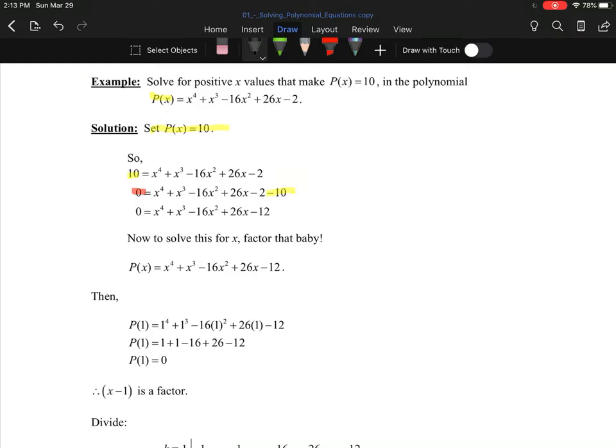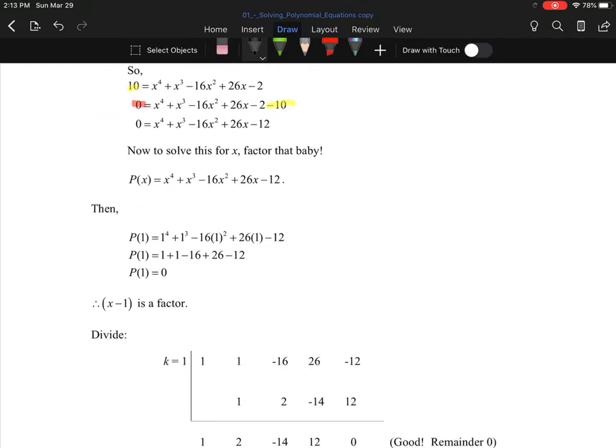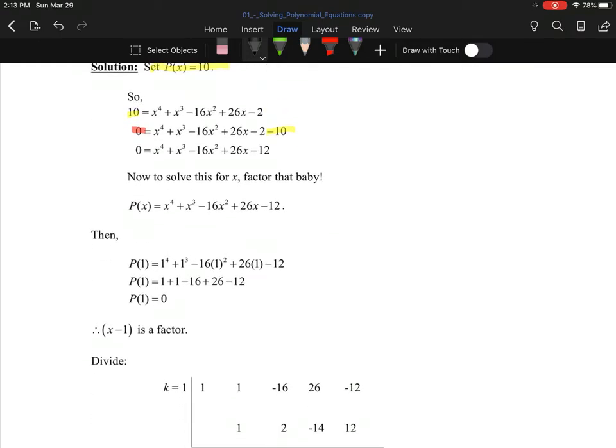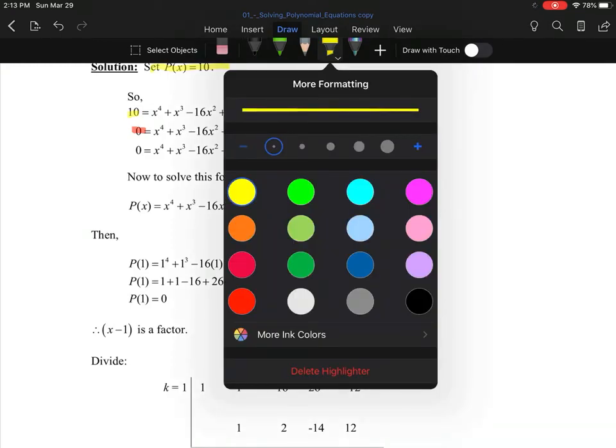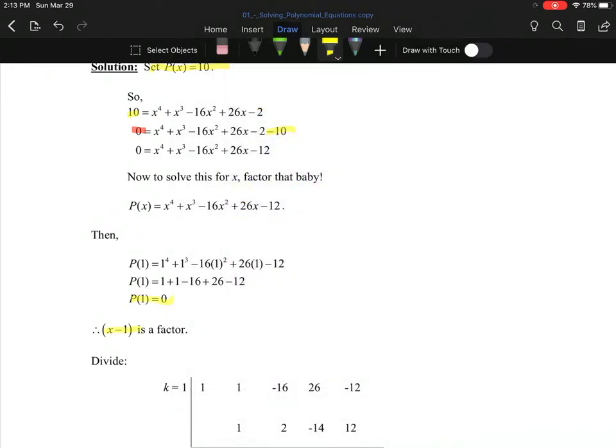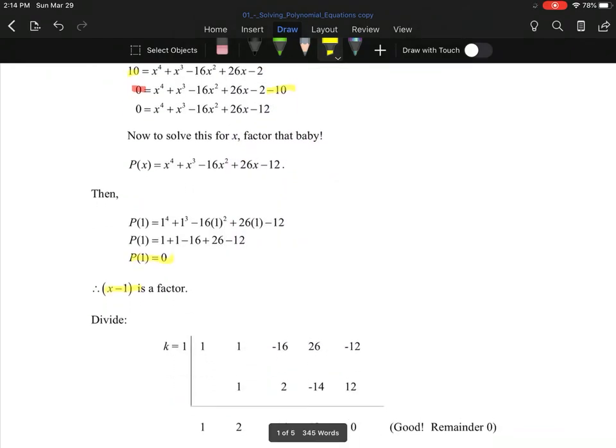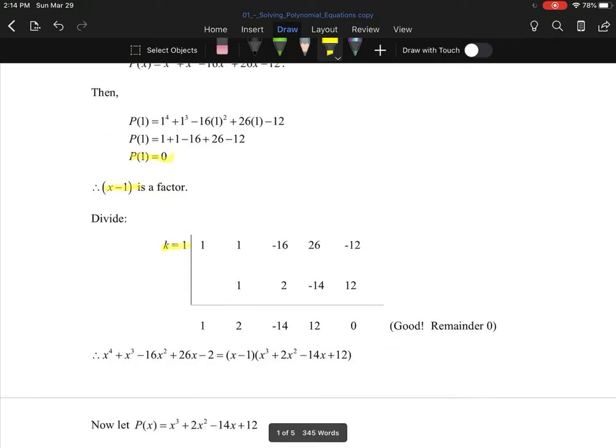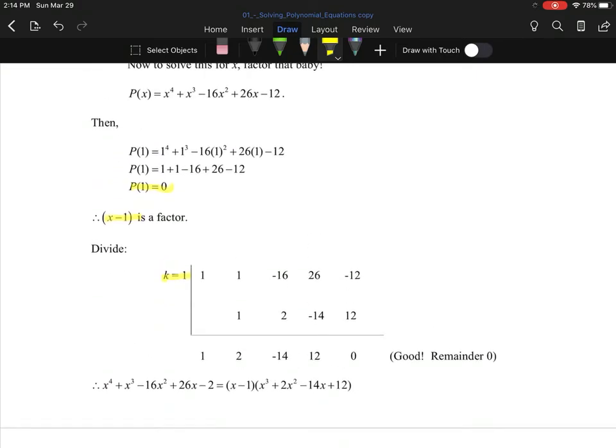And then from there, it's just the factoring procedure from last chapter. So I'm going to walk through it, but fairly quickly here. Factor this thing. So I tried p at 1, and look at p at 1 worked right off the hop there. Didn't take me long to find one that had a 0 there. P at 1 equals 0, and that means x minus 1 is a factor. If x minus 1 is a factor, I use a k value of 1, and I do my synthetic division here. Here are the coefficients, 1, 1, -16, 26, and -12. I bring down that first coefficient, and then I'm multiplying by 1 each time I come up and adding.